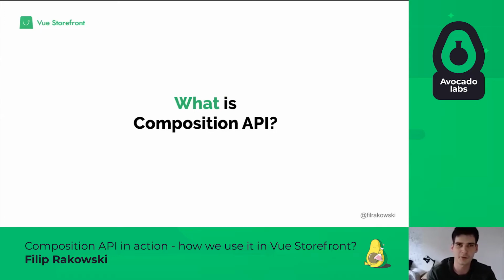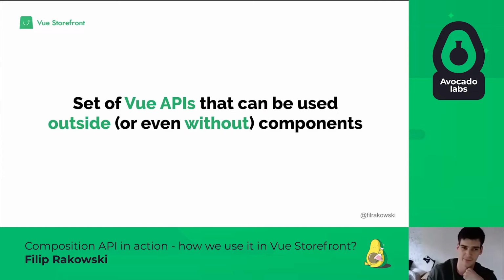In Vue Storefront, we have been using Composition API for a while now. We are one of the first ones, I guess, to start with this API, and I think we are one of the largest projects currently using this. So I wanted to share with you some of our findings. Before we can get into details, I want to make sure that we're on the same page. So to those who don't know yet, a brief intro to Composition API.